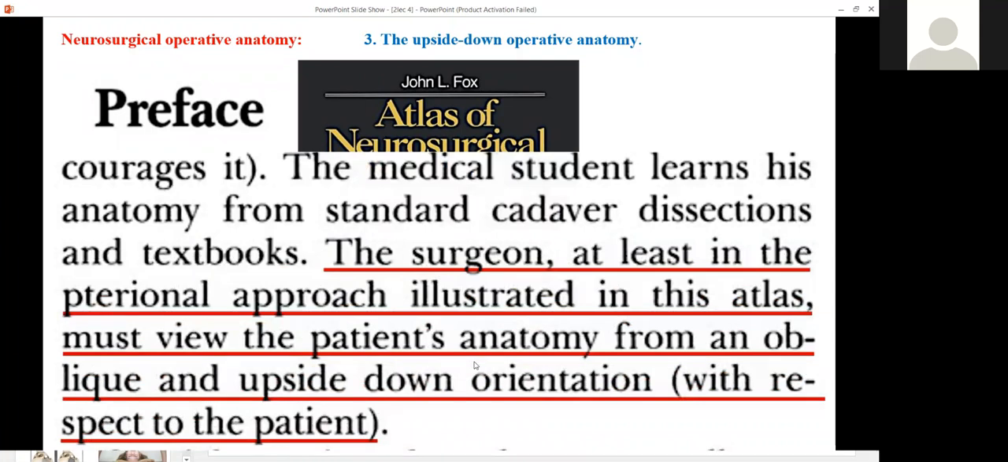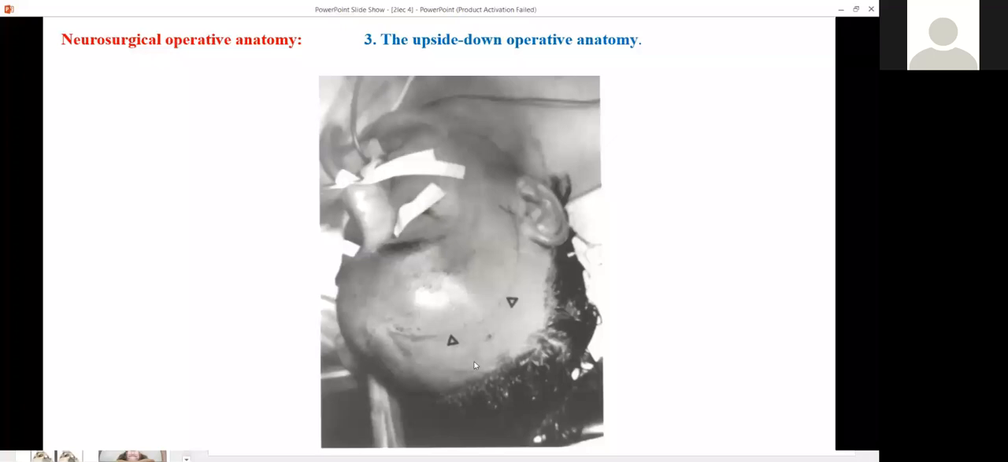And in the same book, John Fawkes states that the surgeon, at least in the terminal approach illustrated in this atlas, must view the patient anatomy from an oblique and upside down orientation with respect to the patient. That's the idea. And this is an example.